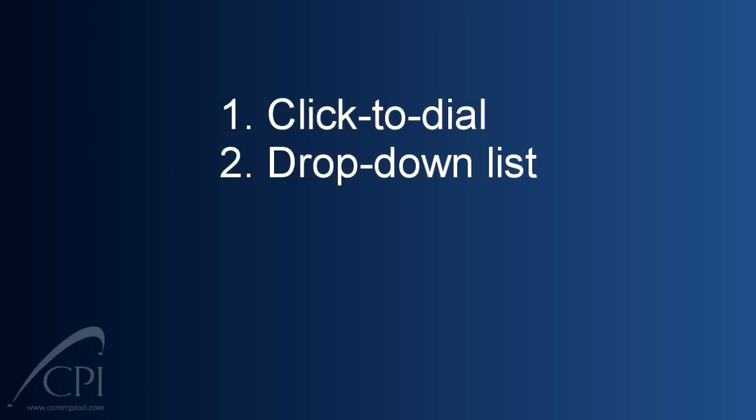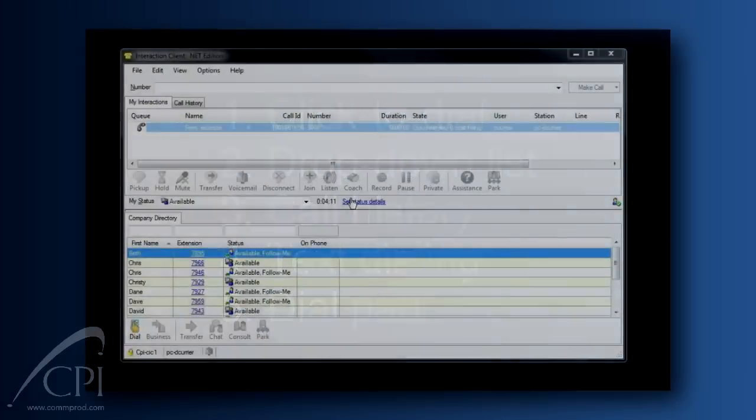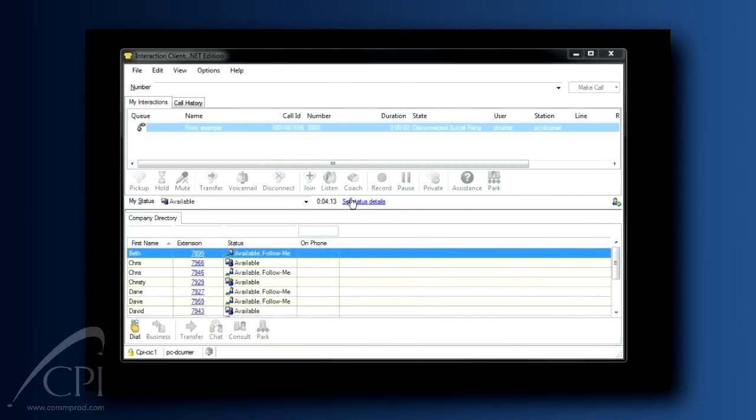In this installment, we're going to look at 5 different ways to place calls using your client. Click to dial, using a drop-down list of numbers, using your history tab, text dialing, and using the Dialpad in your client. Let's start with click to dial.